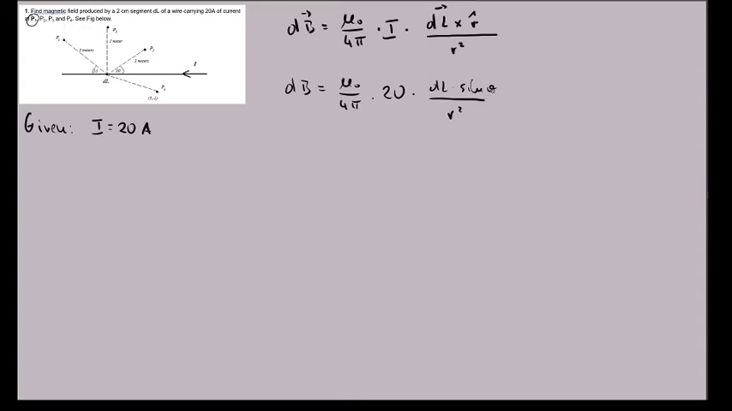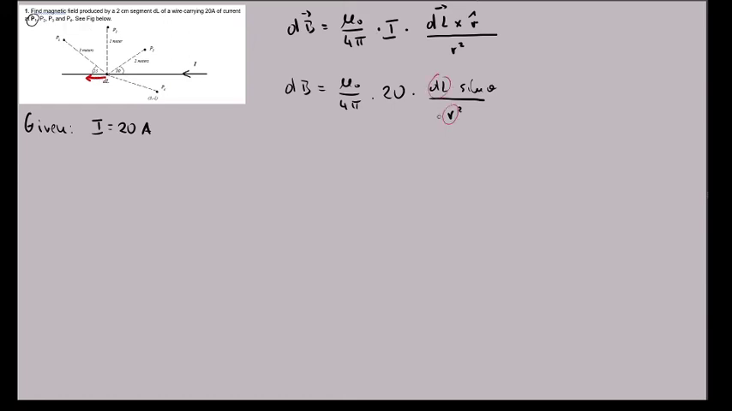So what I need to figure out is the angle here, theta, and remember that the angle theta would be the angle between segment DL. So if I have a little segment DL, if the current points to the left and the segment DL also points to the left, maybe I should draw that. So if the current points to the left, then the segment DL also points to the left. So this is DL. And then that takes care of this piece.